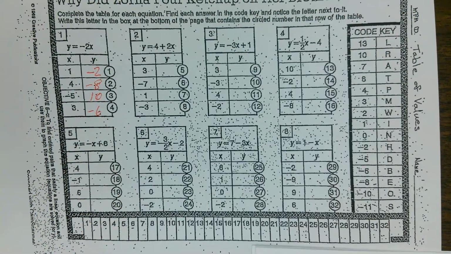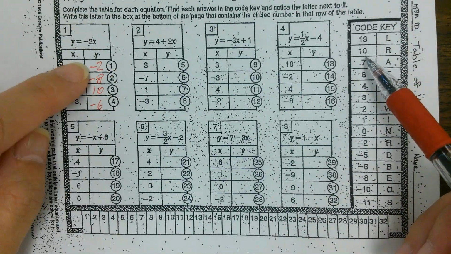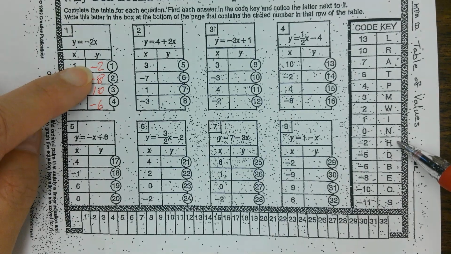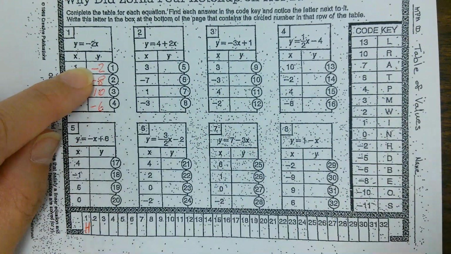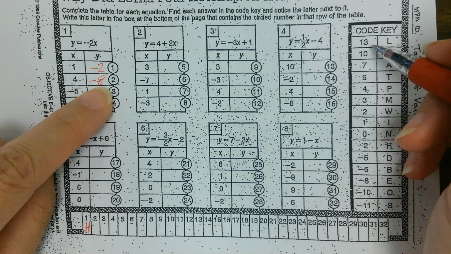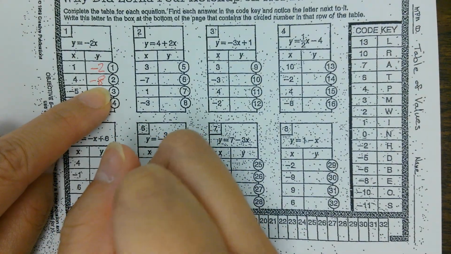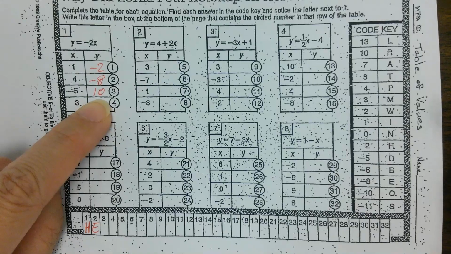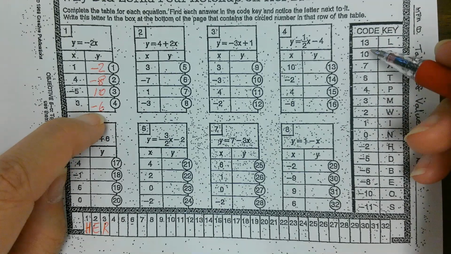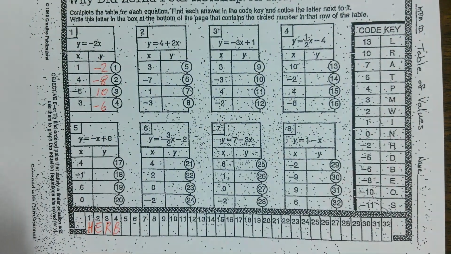Okay, so now that we have these answers, we're going to do a Da Vinci Code. So for number 1 right here, you're looking for the negative 2 as your answer. So negative 2 is the letter H. So you write that here. Negative 8 as your answer for the second one. So negative 8 is the letter E. So you write E. Number 3 is 10. So it's the letter R. And then number 4 is negative 6, which is the letter B. Good. Herb.